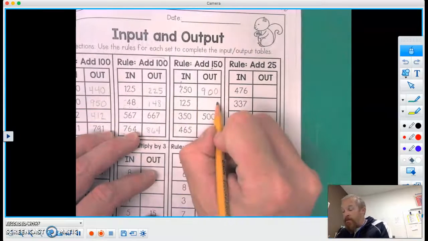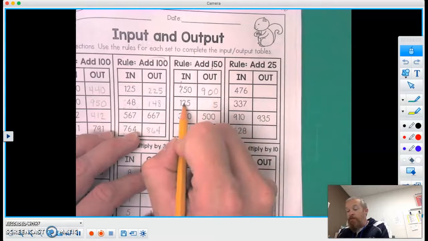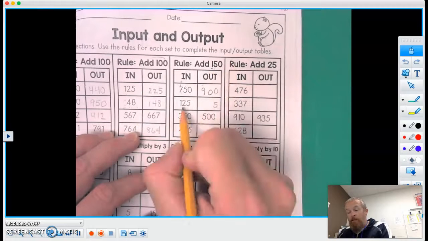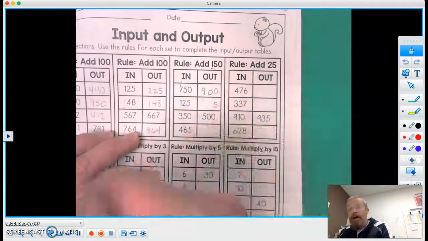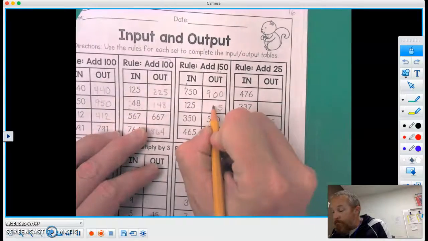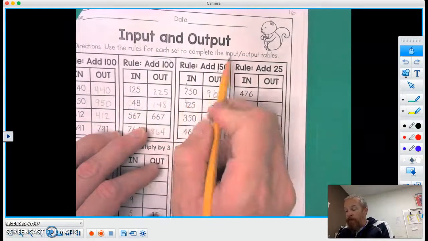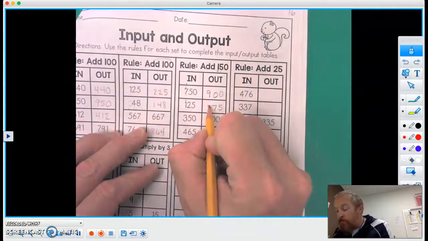Again, 5 is going to stay a 5. 5 plus 2, because it's a 5 in this column. So 2 plus 5 is 5, 6, 7. And 1 plus the 1 for adding 150 is 2.